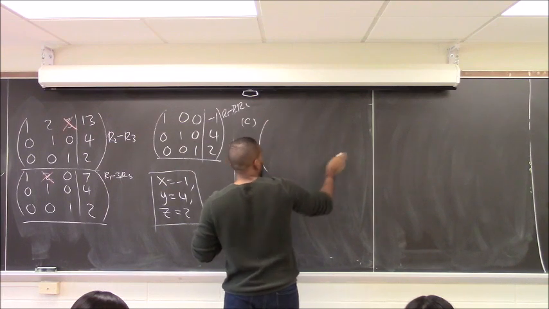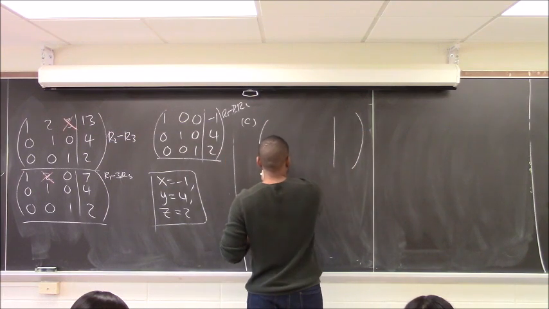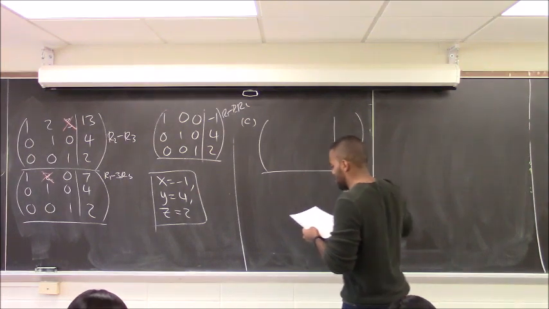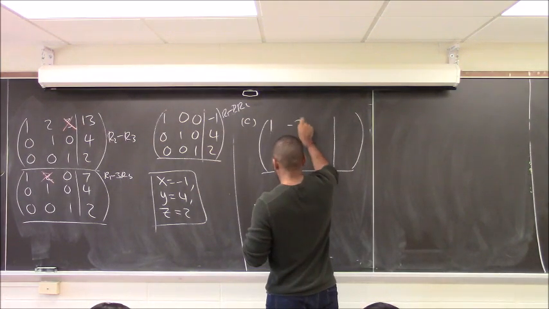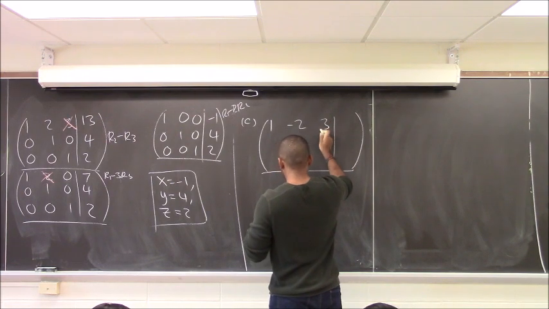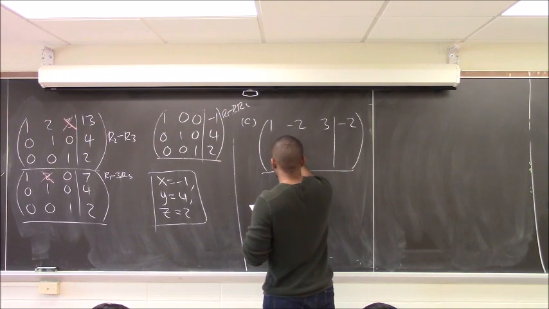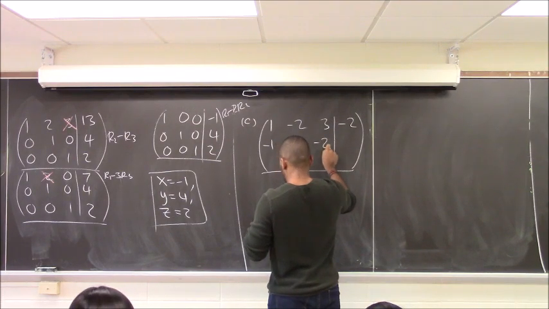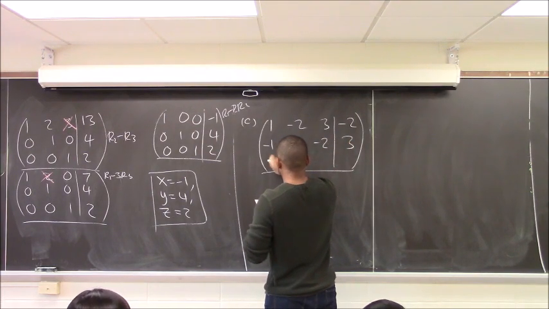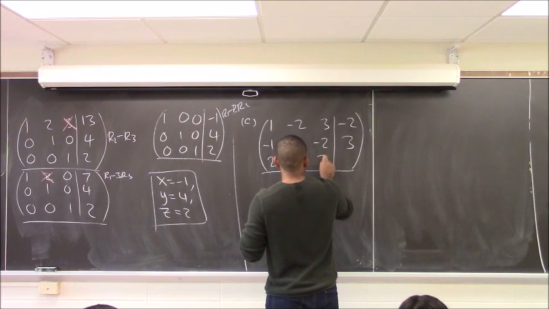Let's just write down the matrix. I think you guys got the equation. So you're going to read off the coefficients and put it in a matrix. So it was 1, -2, 3, -2; -1, 1, -2, 3; 2, 2, -1, 3.